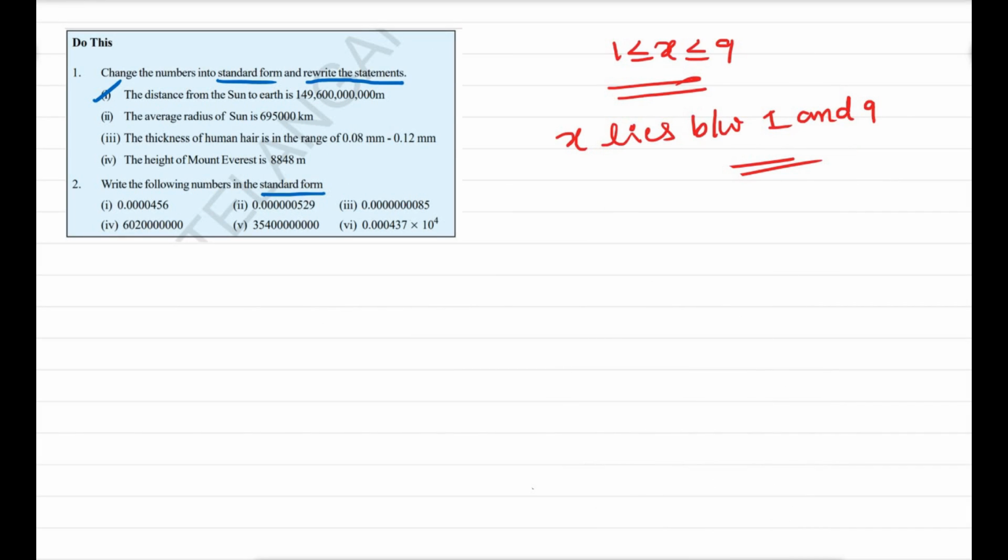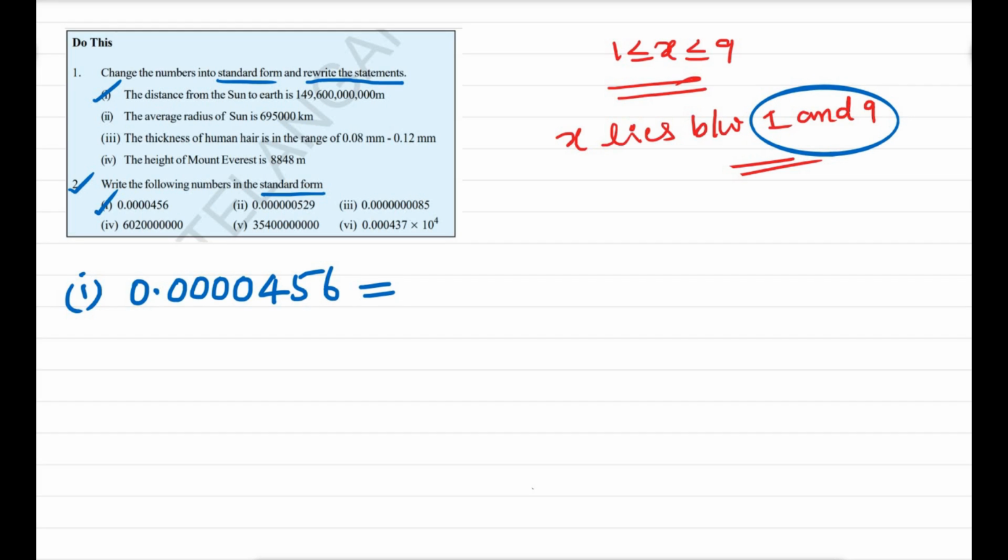Let's take one more problem from this second bit. I'll take the first one. What is given? 0. You can see 1 2 3 4 zeros are there, and after that 456 is given. This is a very small number. Even this we have to bring between 1 and 9. How can I write this? First I'll convert this as a fraction: 456 by how many decimal places are there? 1 2 3 4 5 6 7. So we can write this as 456 by 10 to the power of 7.